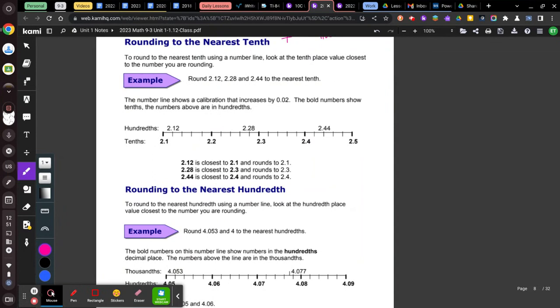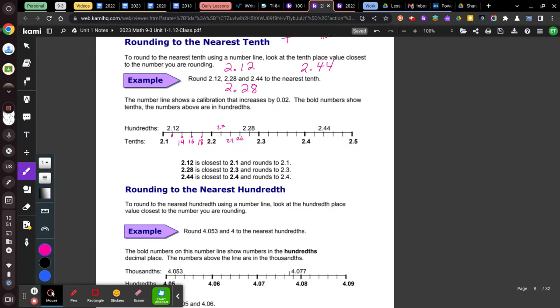So when we round, we always have to look at the number after that number. So here is an example. I've got the numbers 2.12, 2.28, and 2.44. And this number line is showing us it's counting by 0.02s. So this is going like this. So this is 2.12, 2.14, 2.16, 2.18. Okay, so on the next ones, this is going to be 2.22. This is going to be 2.24, 2.26, and then 2.28.